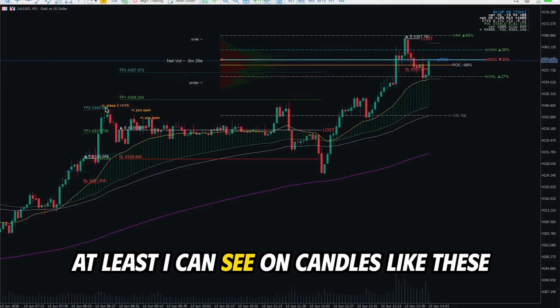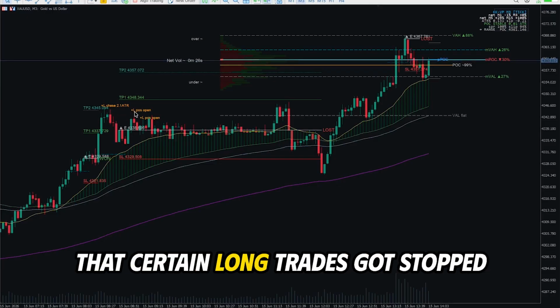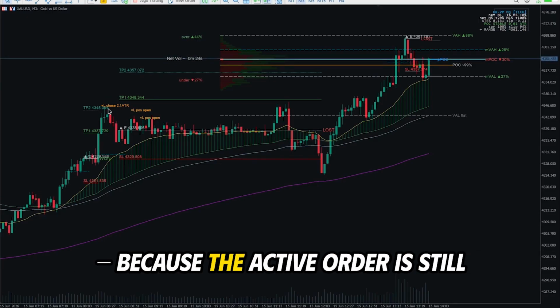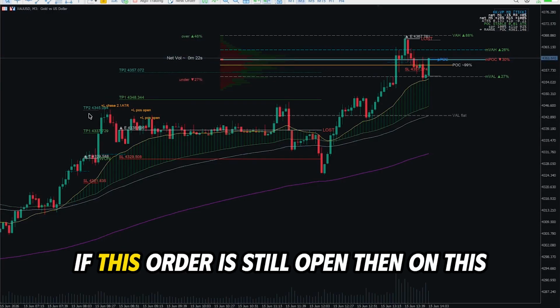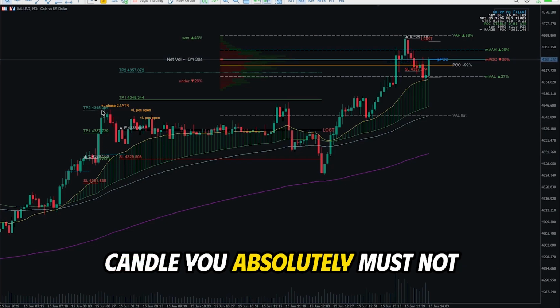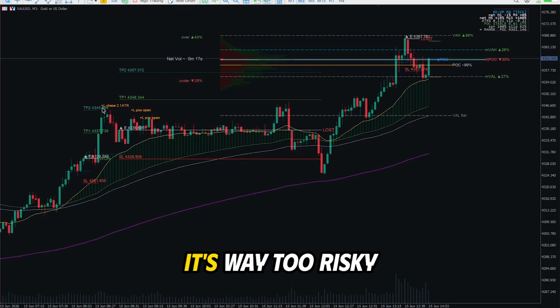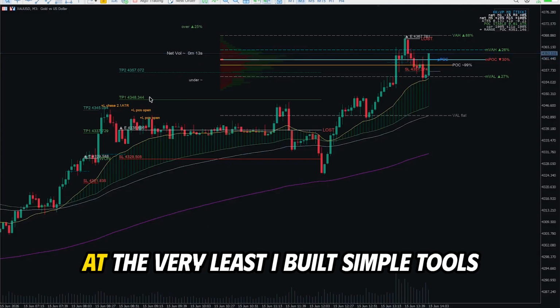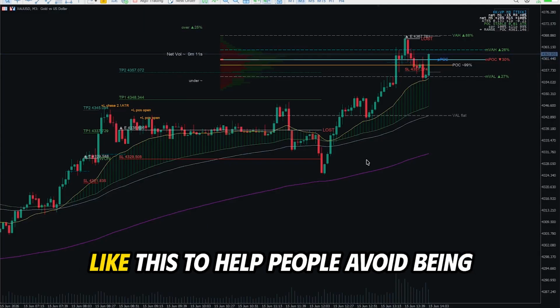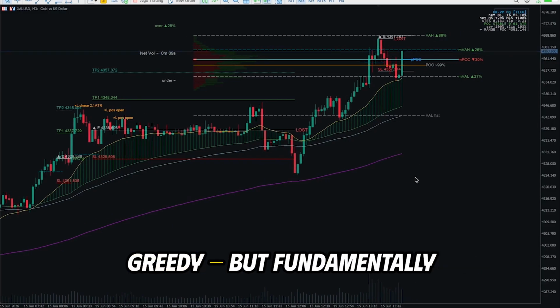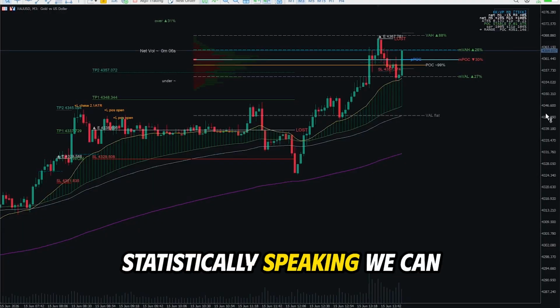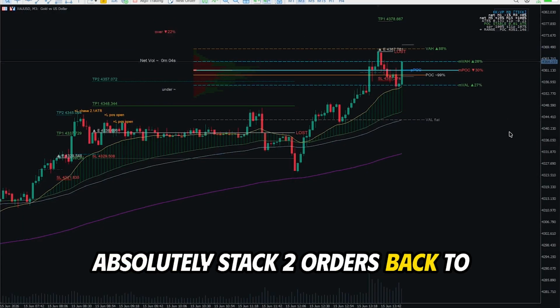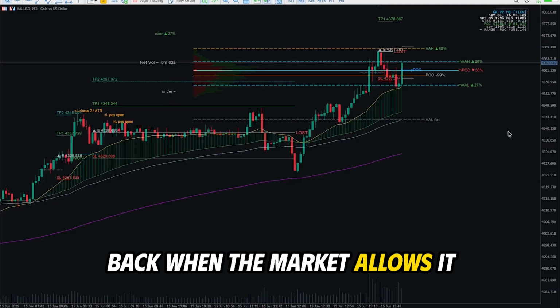At least I can see on candles like these that certain long trades got stopped, because if this order is still open, then on this candle you absolutely must act, it's way too risky. You could double your loss. At the very least, I build simple tools like this to help people avoid being greedy. But fundamentally, statistically speaking, we can absolutely trade back to back when the market allows it.